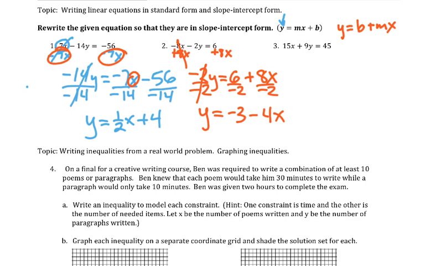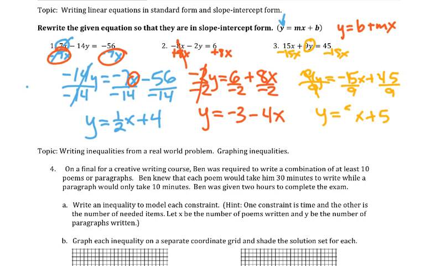And finally, number 15, subtract the 15x here. I'm left with 9y equals negative 15x plus 45. Divide by 9. I get y equals, okay, 45 divided by 9, that's easy, that's 5. Okay, now my x is there. 15 over 9, I can divide by 3, and that would be 5/3, which is the slope, because it's with the x, so probably just want to leave it like that.